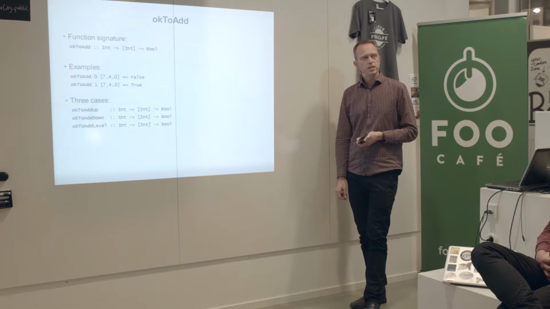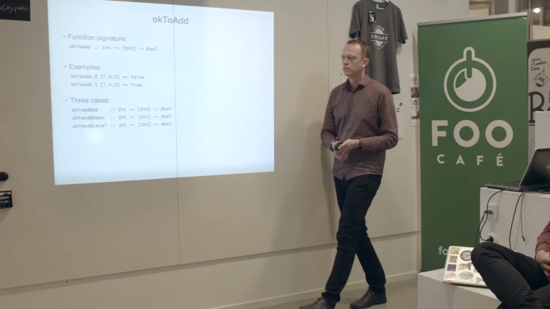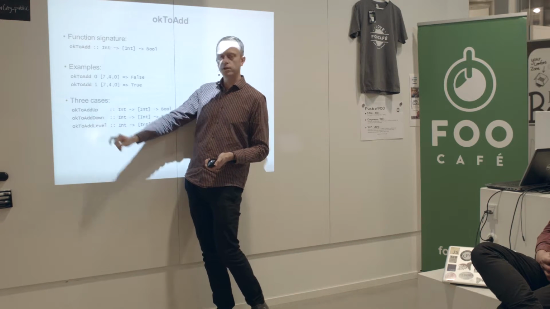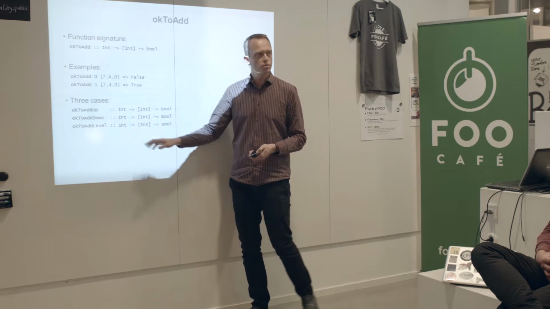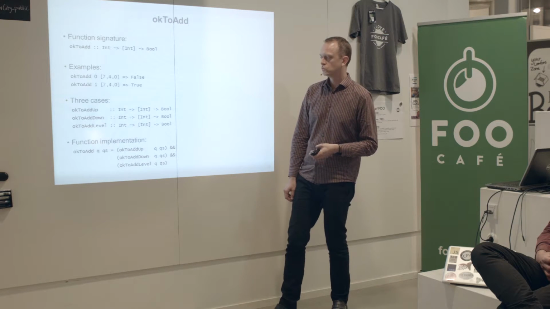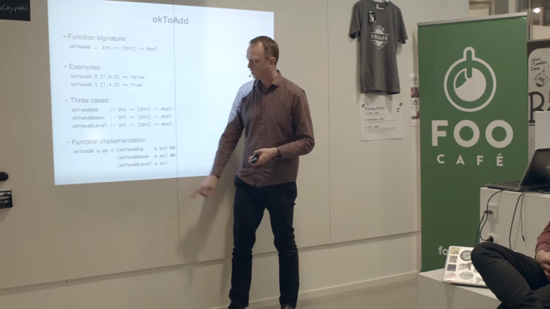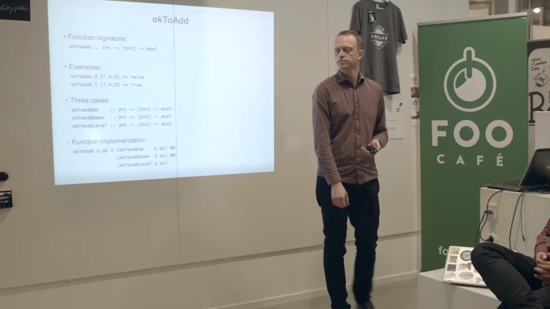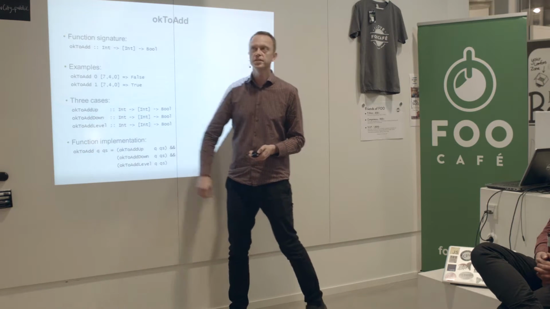Now, this can be split into 3 different cases, so we can do sort of a divide and conquer on this. So if you have these 3 functions, OK to add up, OK to add down, and OK to add level, then we can use these 3 to combine them like this. So it is OK to add a certain queen to a partial solution if all of these three return true. So let's start to look at the first one here, OK to add up. How do we implement that?